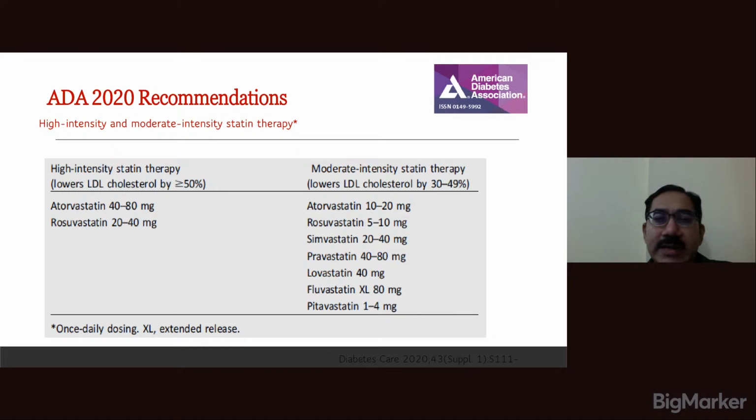And a moderate intensity statin therapy is in the range of atorvastatin of 10 to 20 milligrams, rosuvastatin of around 5 to 10 milligrams, simvastatin around 20 to 40, pravastatin of 40 to 80, lovastatin of 40 milligram, fluvastatin 80 milligram, pitavastatin 1 to 4 milligram. And this is targeted to lower the LDL by 30 to 49%.